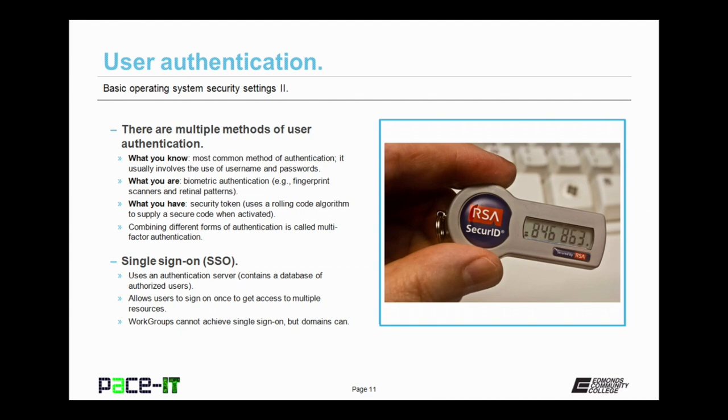Now you can combine different forms of authentication. This is called multi-factor authentication, and it's much more secure than single-factor authentication. You may want to consider implementing a single sign-on procedure for your organization. What this does is it uses an authentication server to authenticate users. It allows the user to sign on once to get access to multiple network resources instead of requiring them to sign on for each resource. If you're running a workgroup, you can't do single sign-on. At the minimum, it can only occur at the domain level.